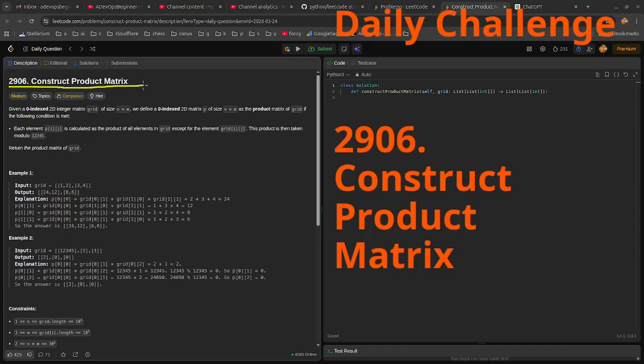LeetCode daily challenge, question 2906, Construct Product Matrix. This is a medium problem, but the solution looks pretty straightforward.